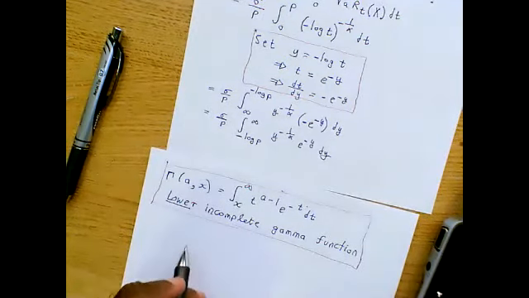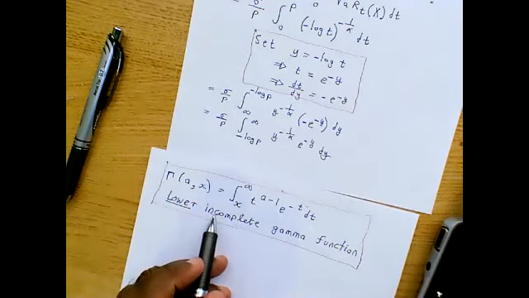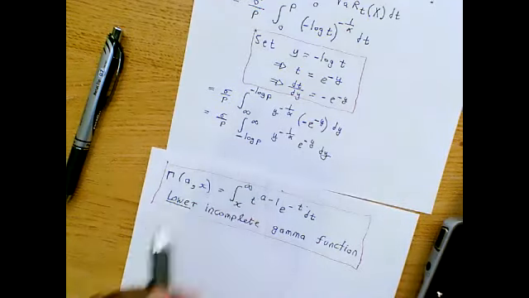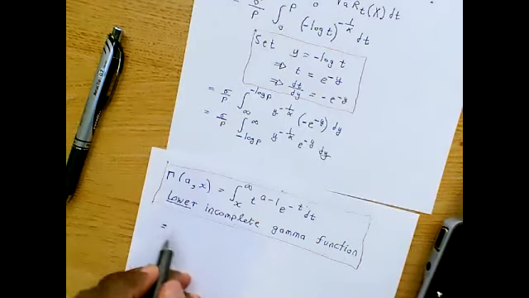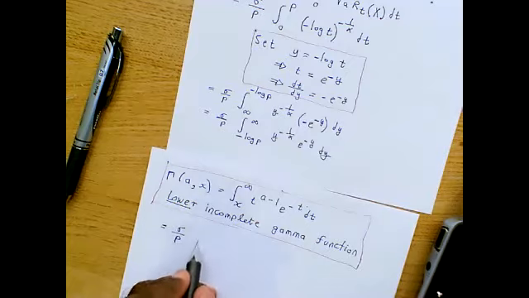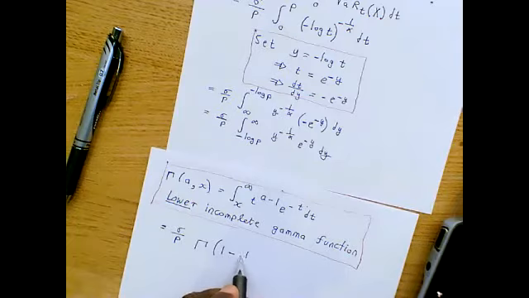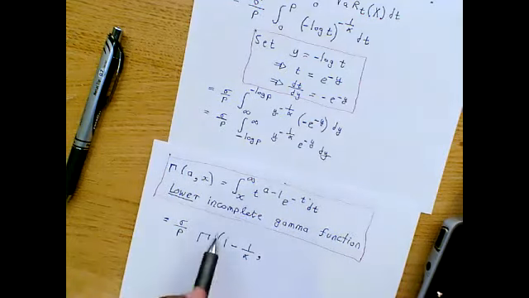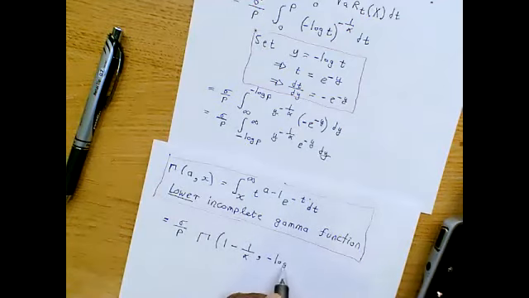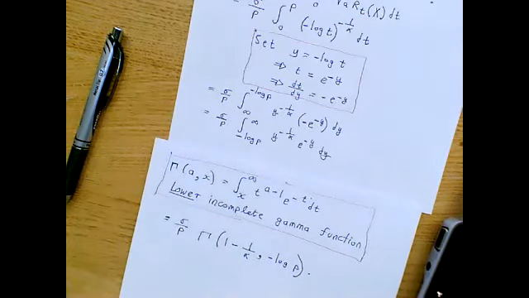Okay, so using this definition, this integral here can be written as follows. Your a is 1 minus 1 over alpha, right? And your x is gonna be this guy here, which is minus. Okay, so that completes question 8.